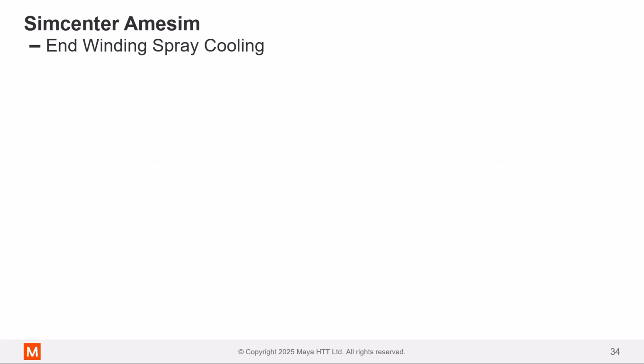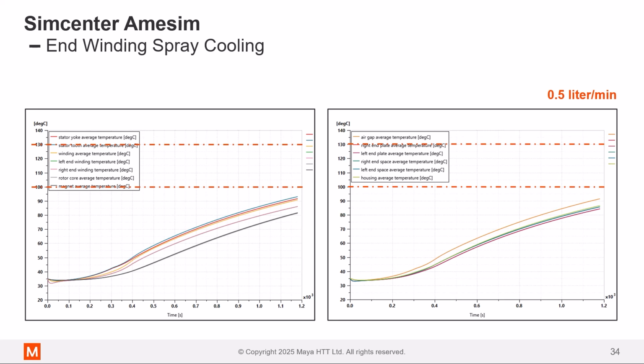Once again, we've experimented with 2 different flow rates for the fluid. The first flow rate is a half a liter per minute. Here are the resulting temperatures. There is some reduction of the temperatures, but the temperatures have not stabilized and are still too hot for safe operation.